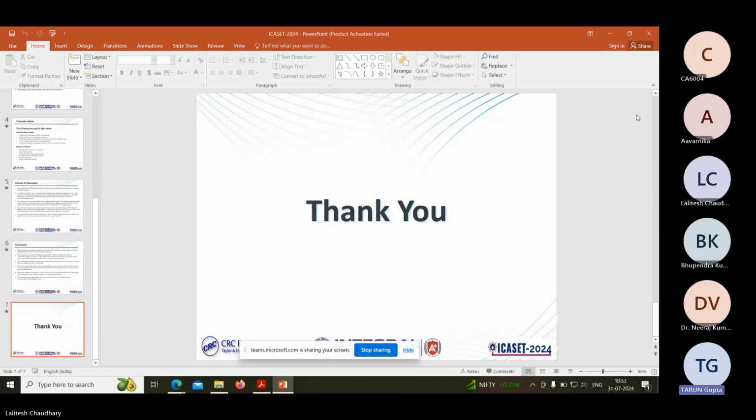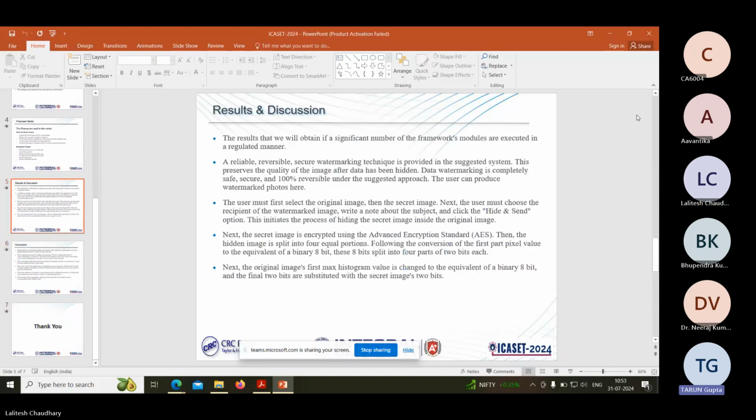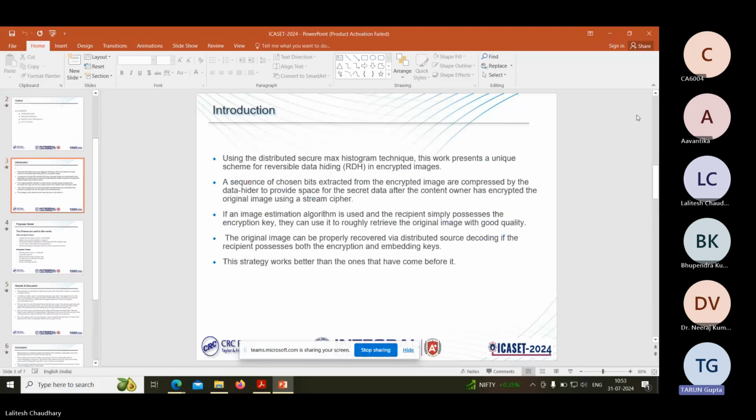You have used in your heading the word robust. So how can you correlate this word with your work? Okay. On what parameters are you having the correlation of this word?